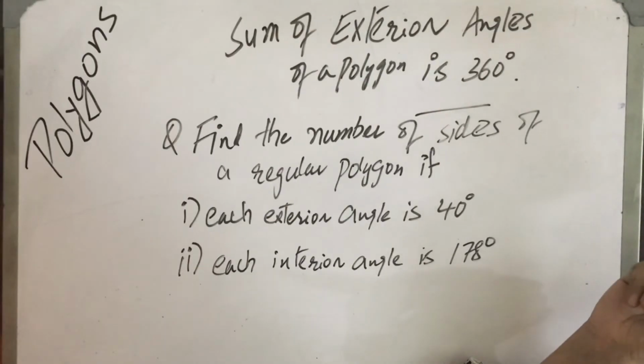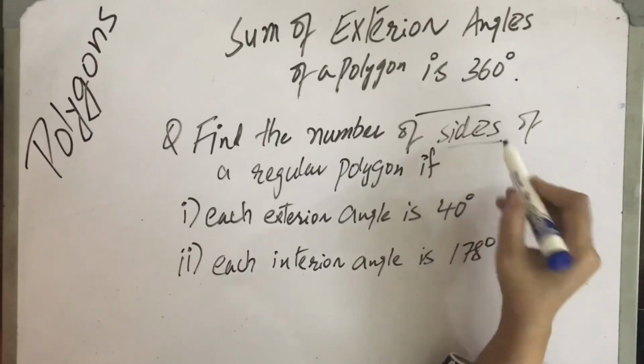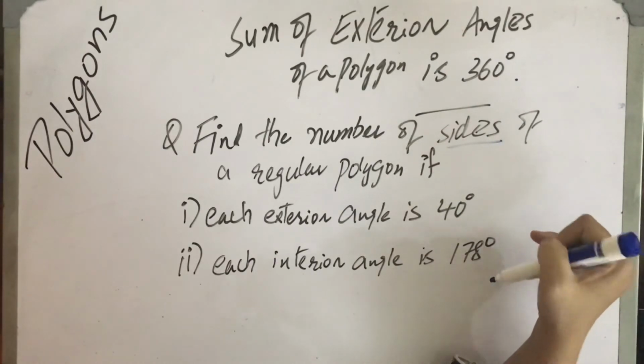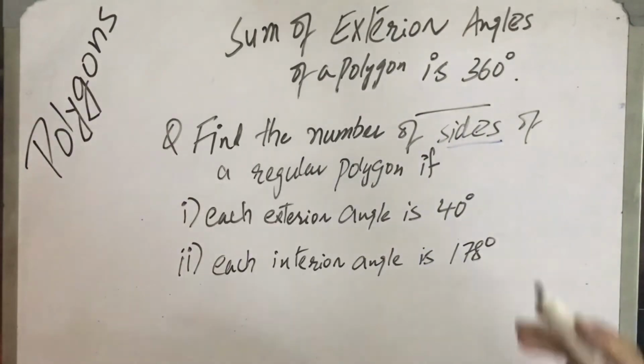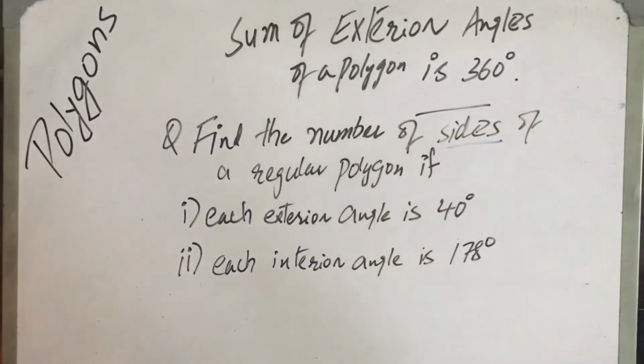Now we have a question. We have to find the number of sides of a regular polygon if each exterior angle is 40 degrees and if each interior angle is 178 degrees. Exterior angle and interior angle are given. We have to find the sides of that particular regular polygon.